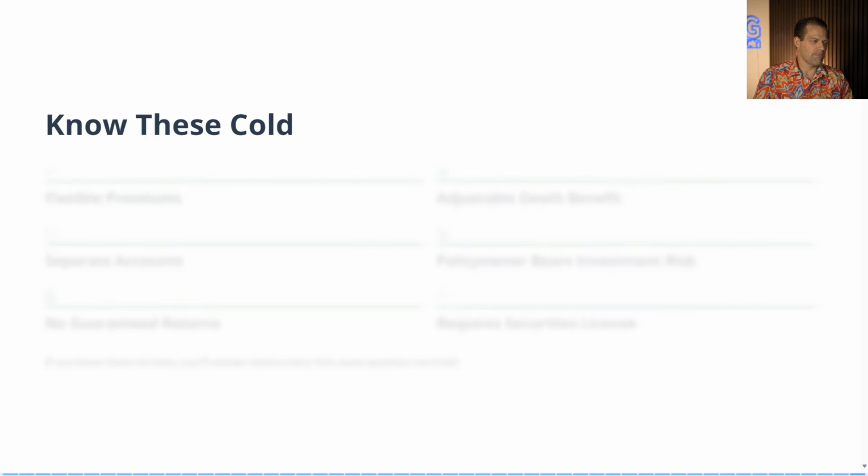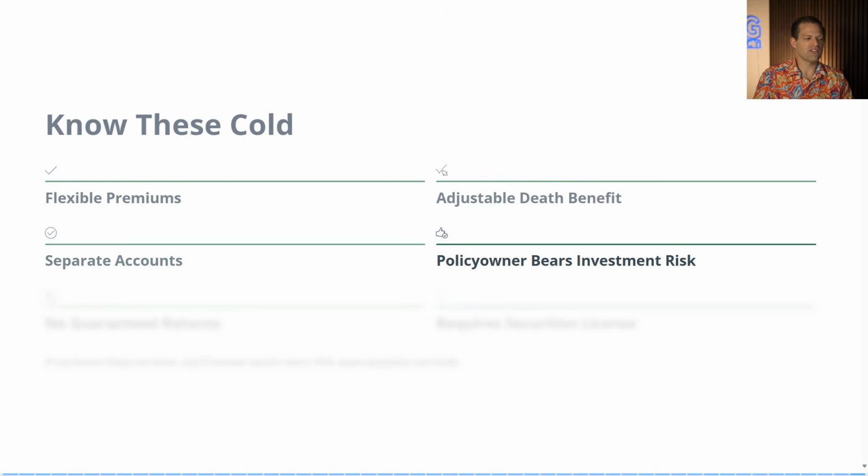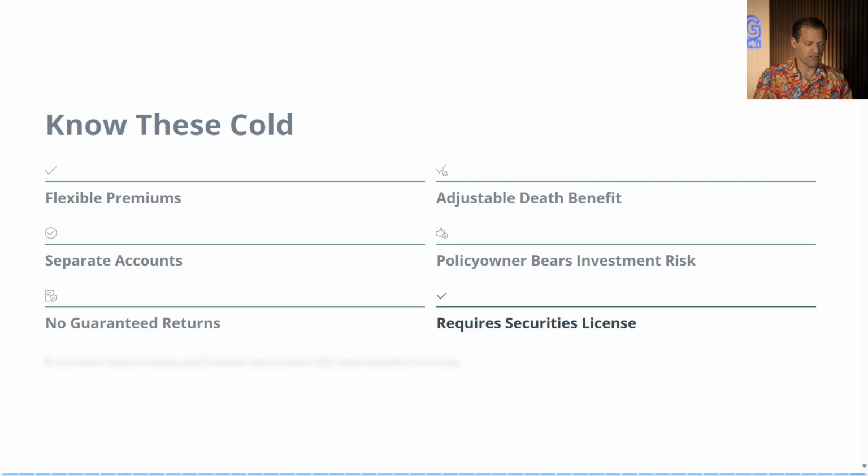Okay. Know these cold as we wrap this up. VULs have flexible premiums, adjustable death benefits, separate accounts. The policy owner bears the investment risk. There's no guaranteed returns, and they require a security license to sell. And if you know these 6 facts, you'll probably do just fine on your exam.